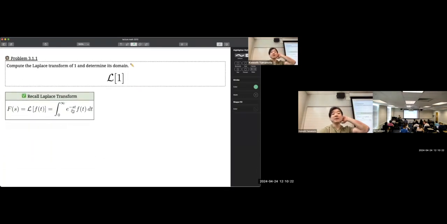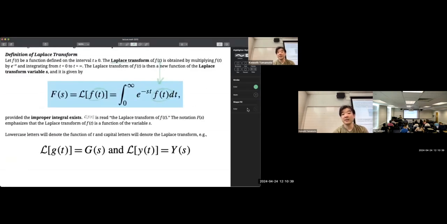Okay, this is the definition of Laplace transform. It's just taking the function f of t, multiplying by e to the negative st, and taking the integral from 0 to infinity. Let's do a Laplace transform of something really easy. I also mention that this s actually has a name. It's called the transform variable.